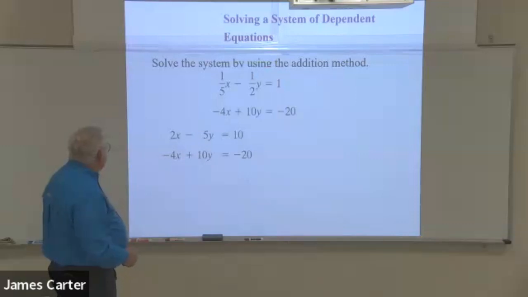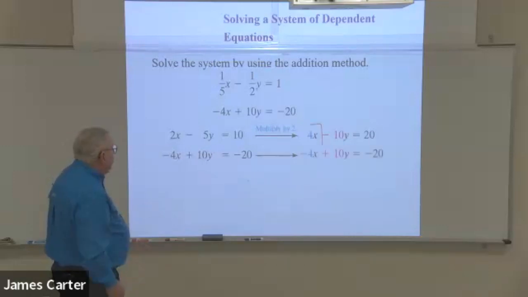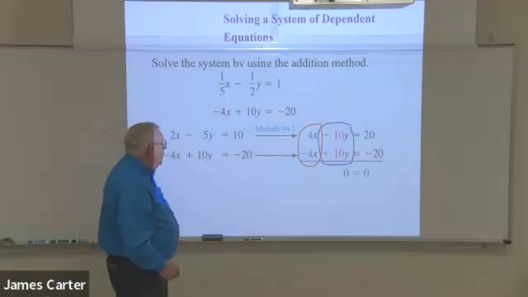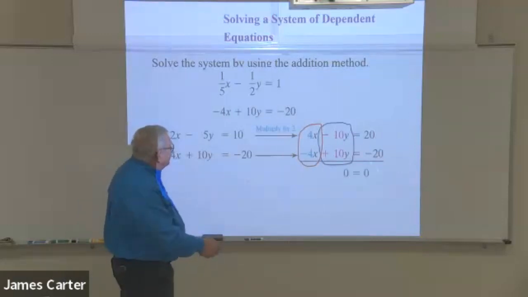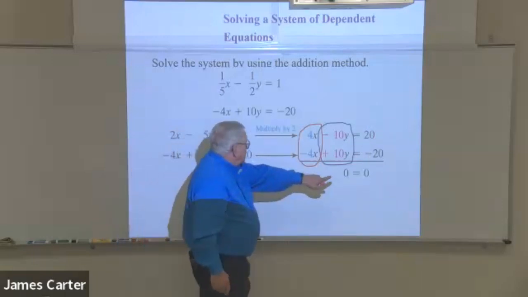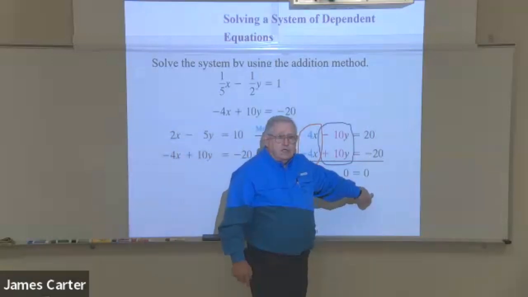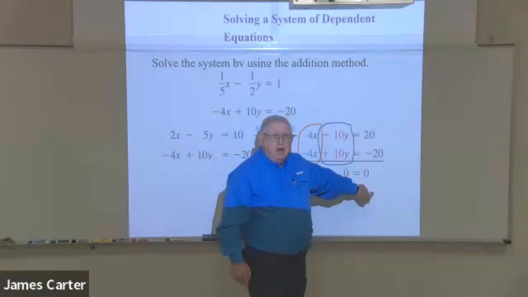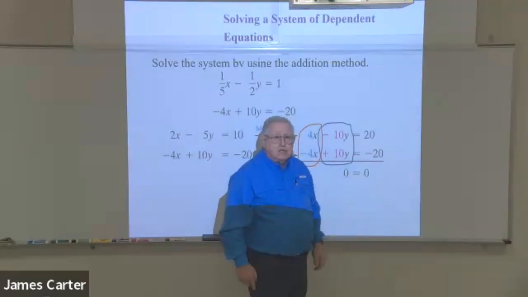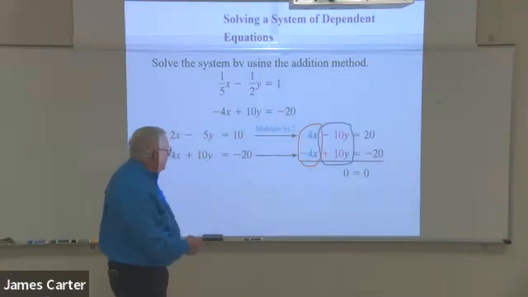I've got to find an opposite pair. So I'm going to multiply the top one by 2. Just bring the bottom one over. There's my opposite pair, and I've got a pair of opposite pairs in this case. And these conveniently also give me 0. So since I've got an equality, once again, these are the same line, all points are shared, they are consistent and dependent.